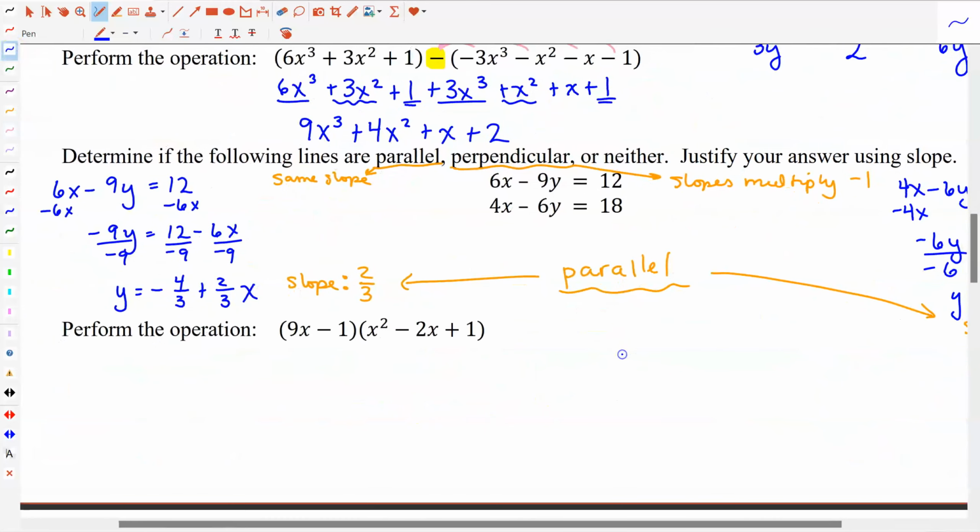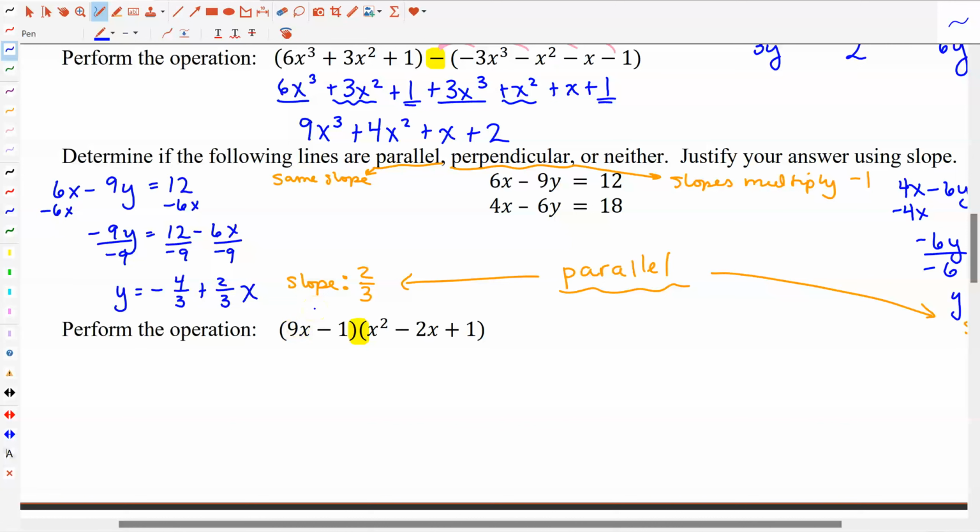In the next example, we are asked to perform this operation, parentheses 9x minus 1, close the parentheses, new parentheses, x squared minus 2x plus 1. Because these parentheses are touching each other, that is going to tell me that the operation right here is multiplying. To multiply, we're going to distribute every term and multiply it by every other term.